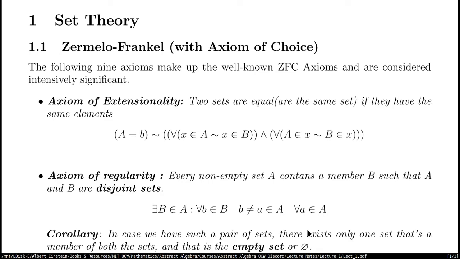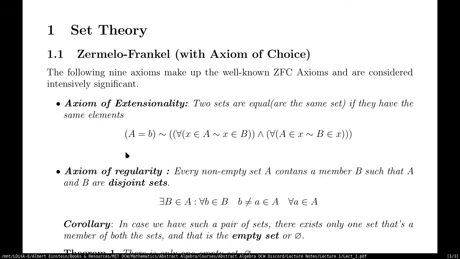This is the axiom that defines how you're going to deal with the members of each set, like the epsilon relation, the belongs-to relation, and that is defined with this axiom. It says that two sets are equal, that is, they're the same set, if they have exactly the same elements.